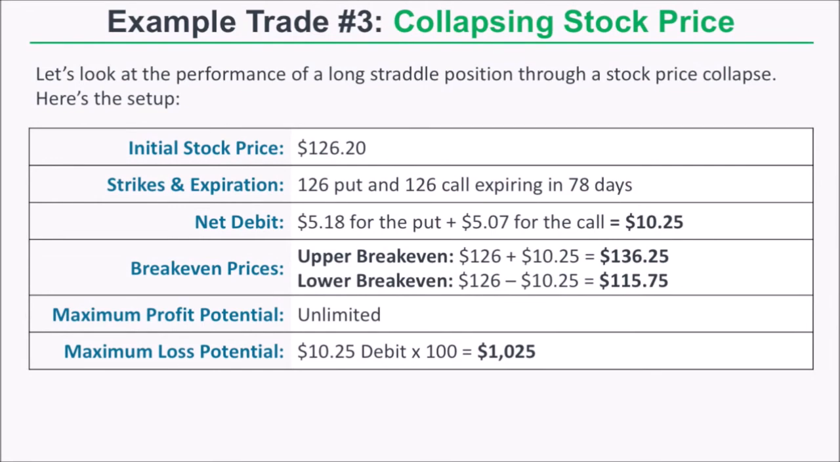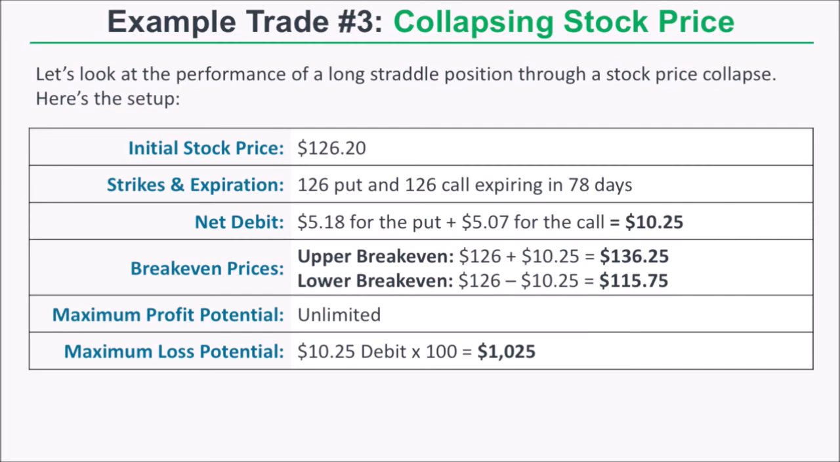Alright, so in this final example, we're going to look at a collapsing stock price after a long straddle position is initiated. And obviously that should be a good thing for a long straddle position because when you buy a straddle, you need a large stock price movement in either direction. So here's the setup. The initial stock price is 126.20, and for our long straddle, we're going to buy the 126 put and 126 call, expiring in 78 days.